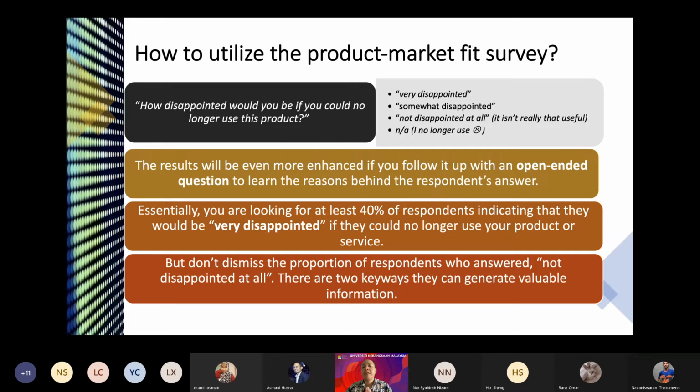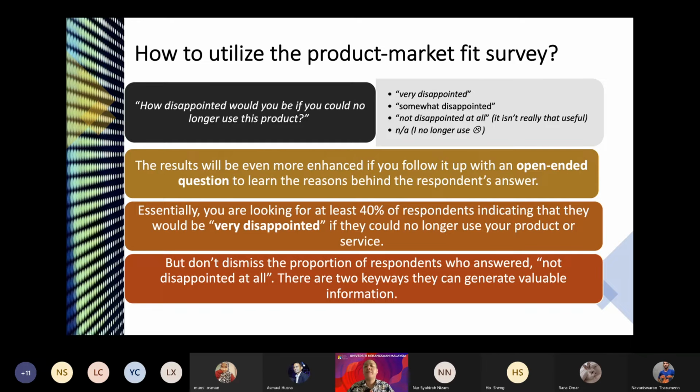Okay, the result will be even more enhanced if you follow it up with an open-ended question to learn the reason behind the respondent's answer. So if they say, I feel very disappointed if I can no longer use this, you might as well want to know why. So that's why when you design it, it has to be a mix of not only tick A, B, C, D, but also open-ended questions, because you want to explore more.